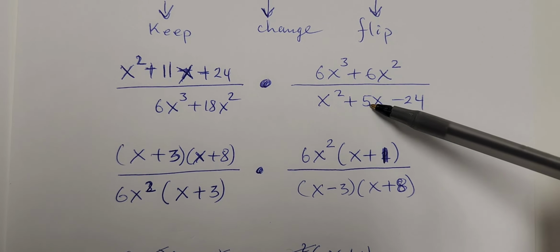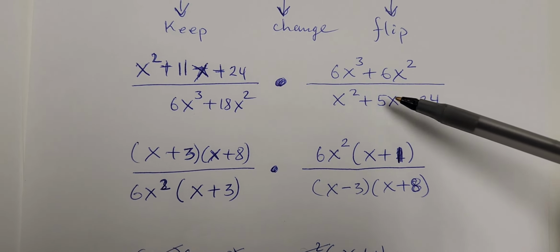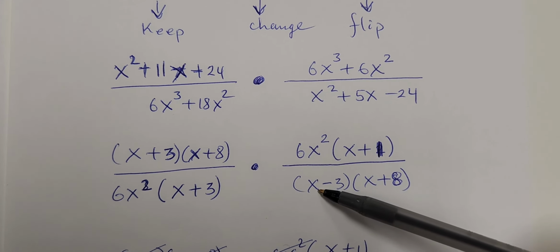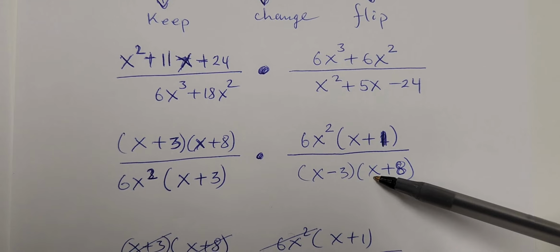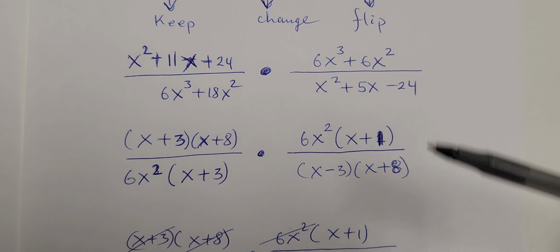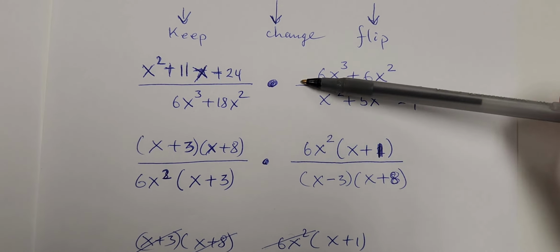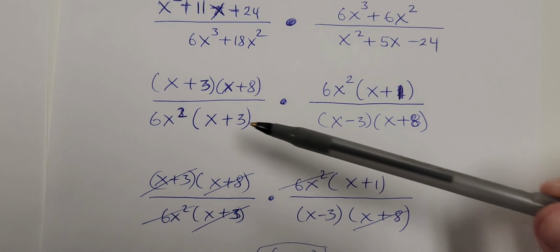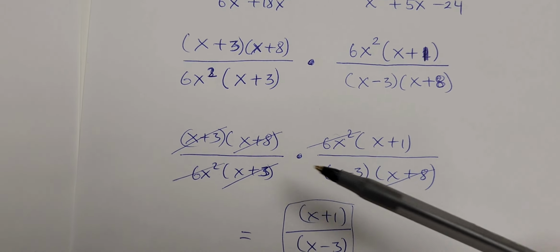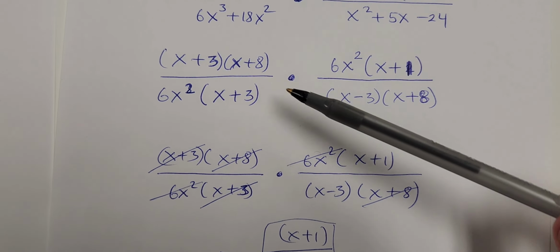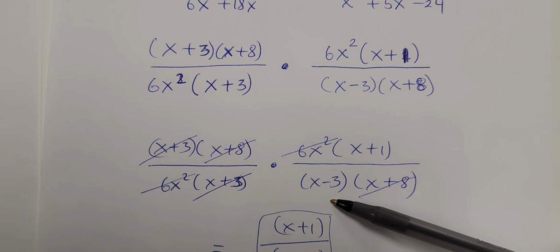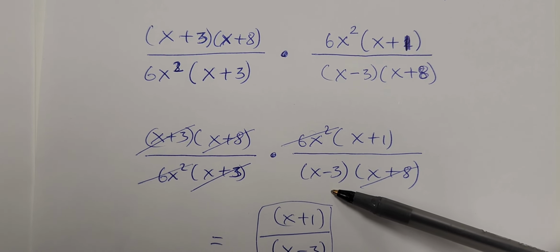Here I have 3 terms. So x squared plus 5x minus 24. The factors are x minus 3, x plus 8. Okay, so one more time. Find the factors. Now we can separate the factors and then cancel the factors. So this is already separated. The factors are already separated.